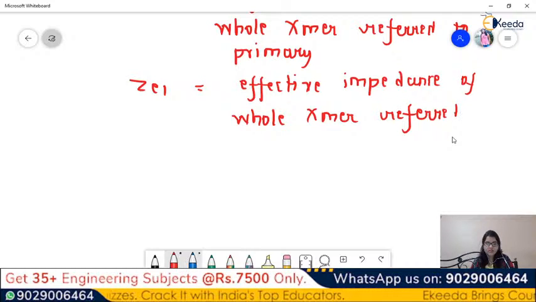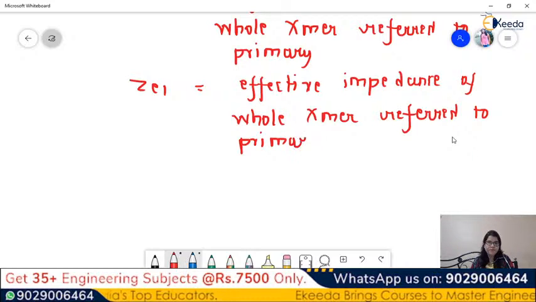Referred to primary. Okay. Now when we talk about Re1, that is your effective resistance of the complete transformer referred to primary, obviously it will be the addition of your primary resistance plus your secondary resistance which is transferred to the primary.